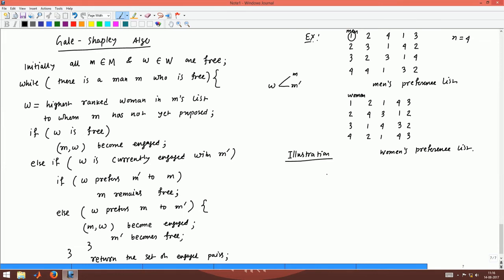Okay. And of course, this is called man optimal stable matching, because it is the man who is proposing. You can do it the other way also. So, first we start with man 1. Man 1 is free and looks at the highest ranked woman in his list. That highest ranked woman is 2.